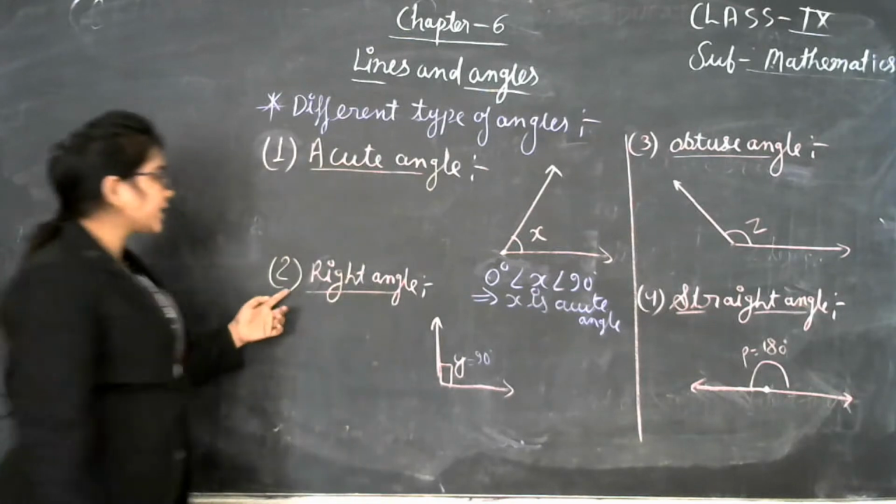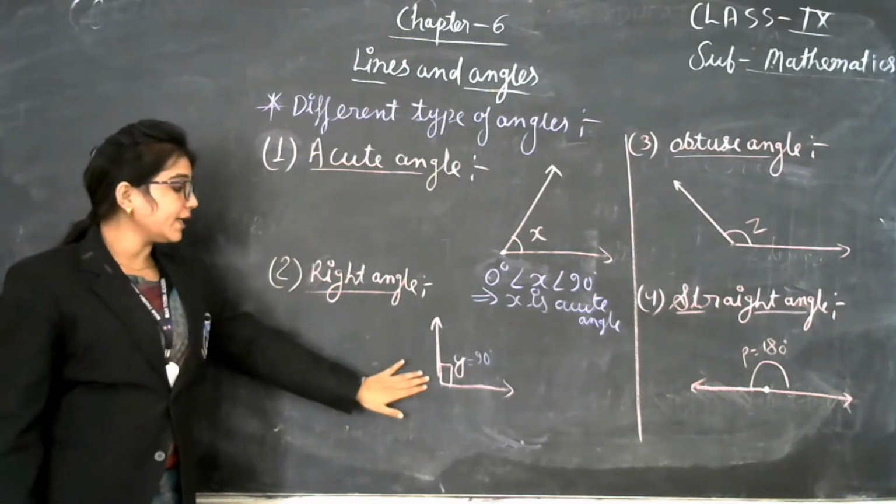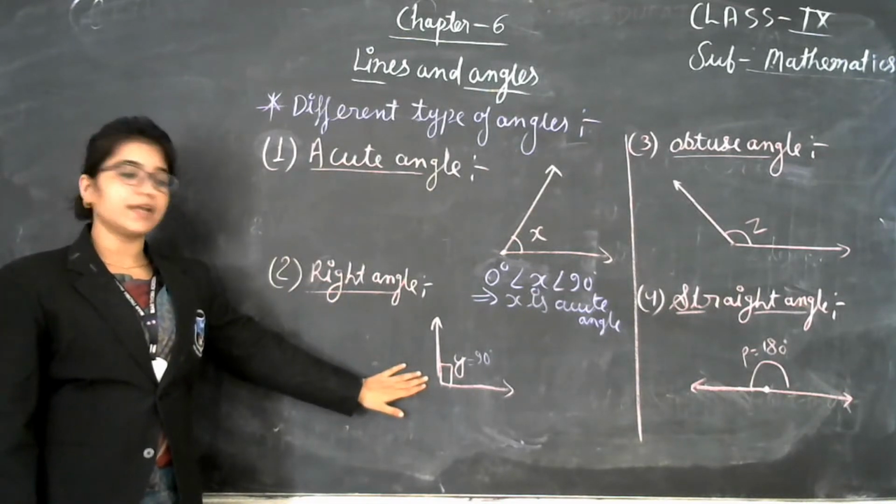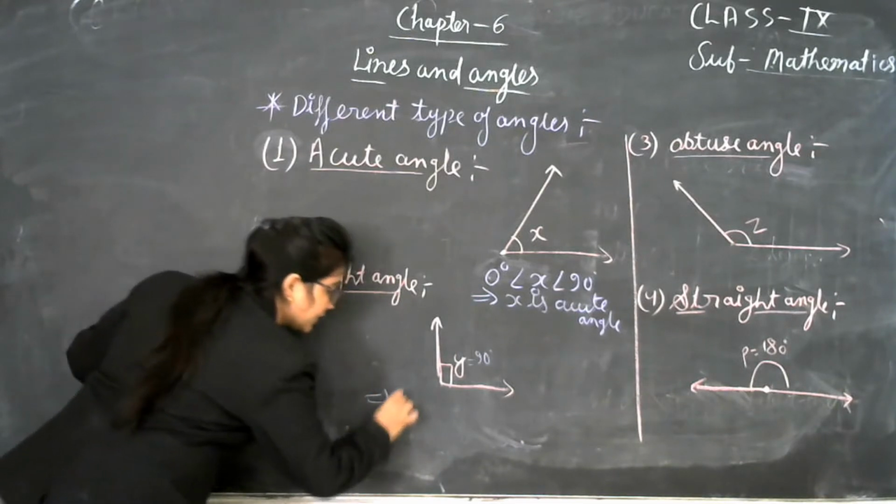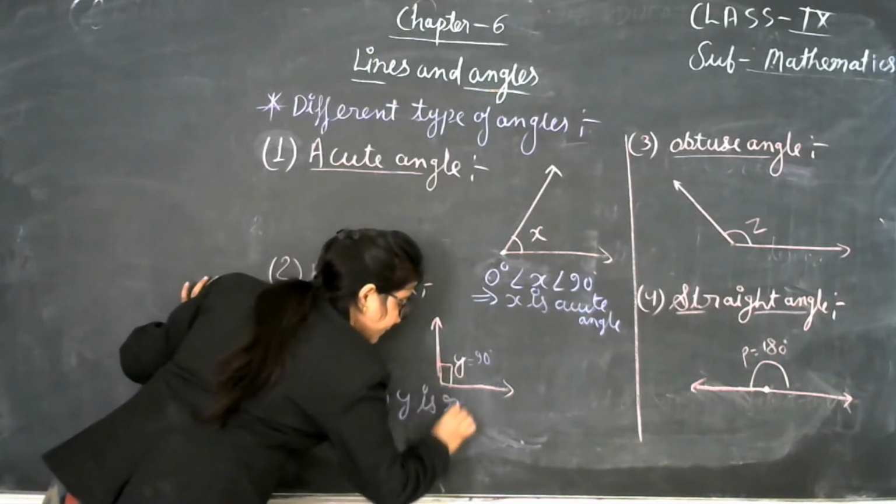Now the next is the right angle. An angle of 90 degrees is called a right angle. So it implies Y is a right angle.